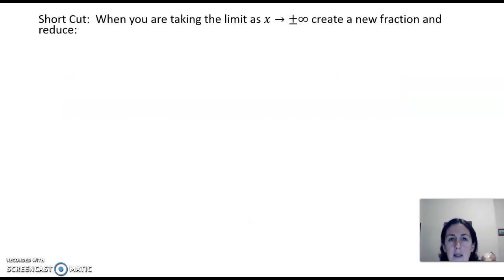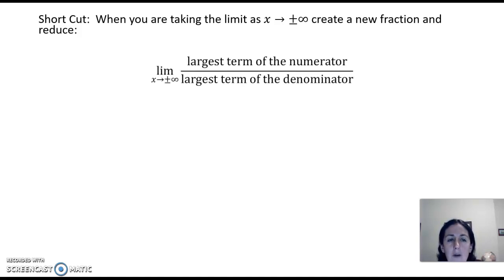When you are taking the limit of a rational function, which is a polynomial divided by a polynomial, as x is approaching either positive or negative infinity, what you can do is actually just create a new fraction and reduce. And that new fraction will be the largest term, variable term in the numerator over the largest term in the denominator. And then you will reduce. And when you do this, one of three things is going to happen.